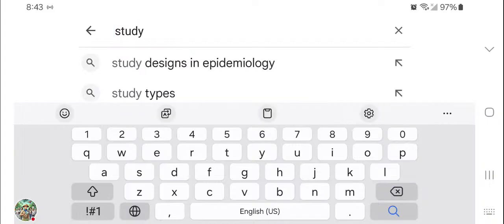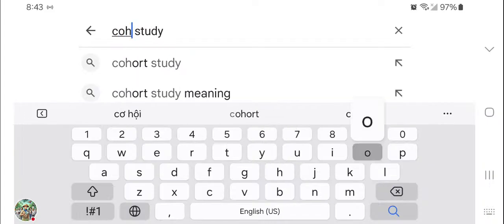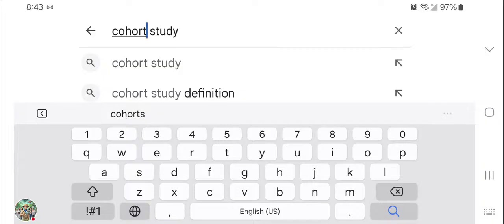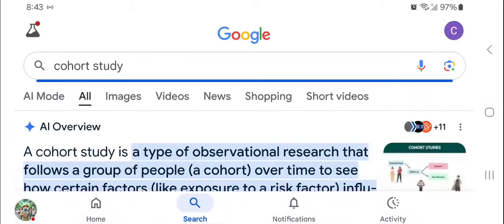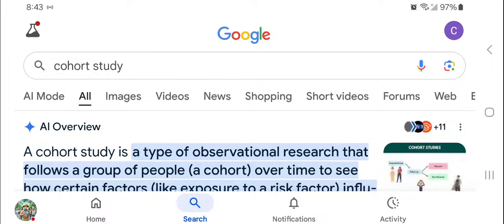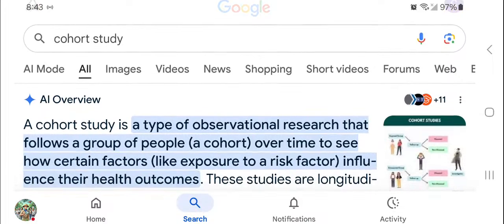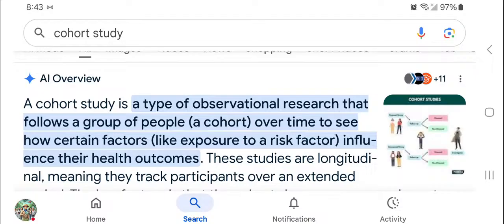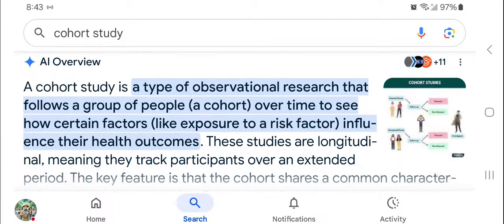Keep in mind, a case control study is something that happened already, right? A cohort study is something that will happen, or also something that happened already too. But a cohort study is observational, with a perspective that is in the future, will happen, or retrospective, which is happened in the past already.